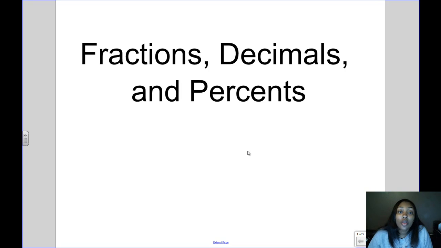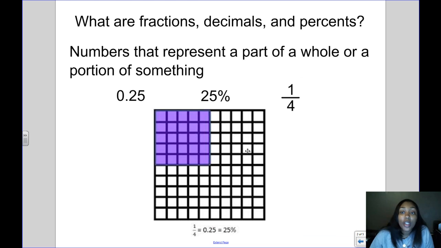So today's video is about finding fractions, decimals, and percents. So what are fractions, decimals, and percents? Well, they are all numbers that represent a part of a whole or a portion of something. And we can take the same portion and show it as a decimal, as a percent, and as a fraction.